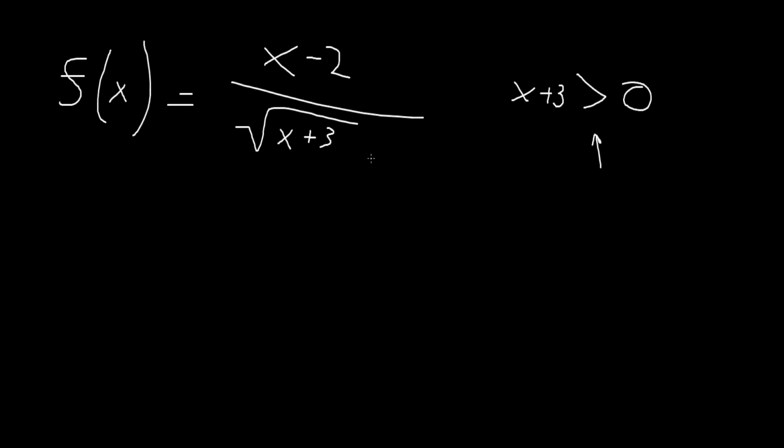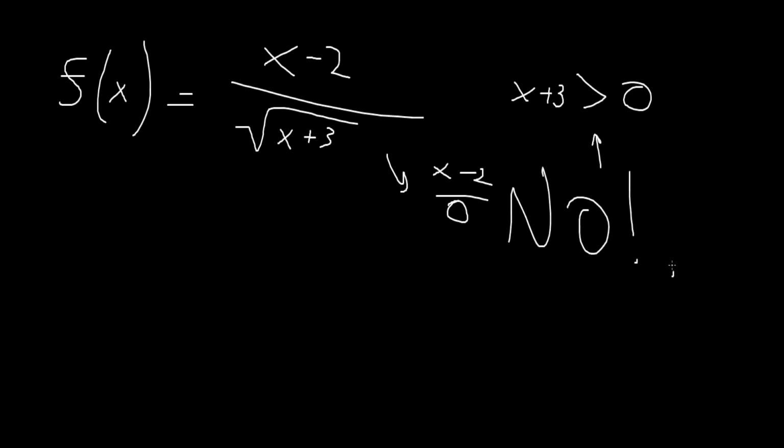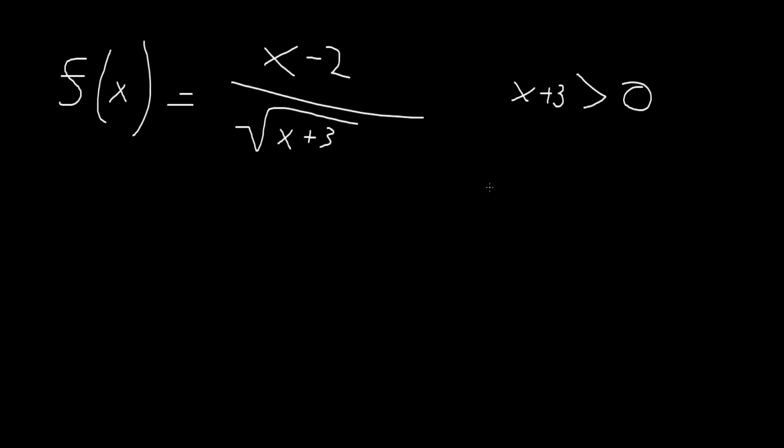I did that on purpose because if I plugged in 0, I'd have x minus 2 over 0. Uh-oh, no, I can't do that. That would be divided by 0. So I can't have 0. That's why I purposefully did not say equals 2, because x plus 3 needs to be bigger than 0 in order for this to work.